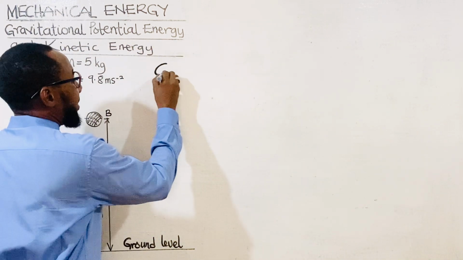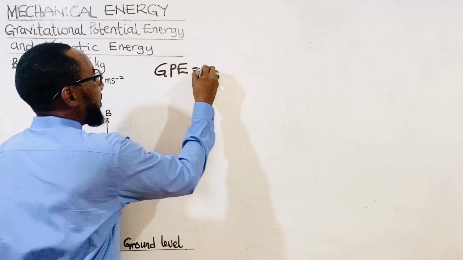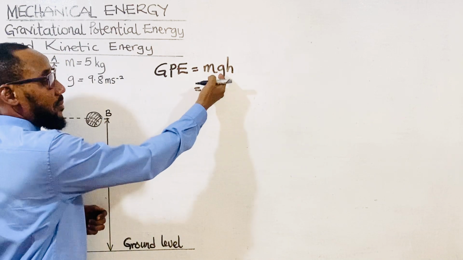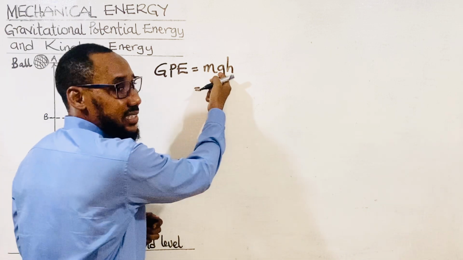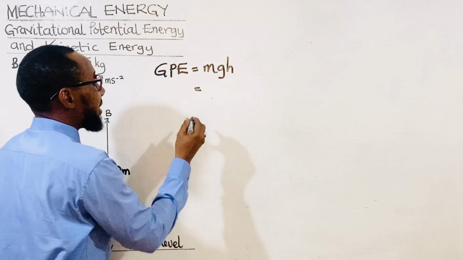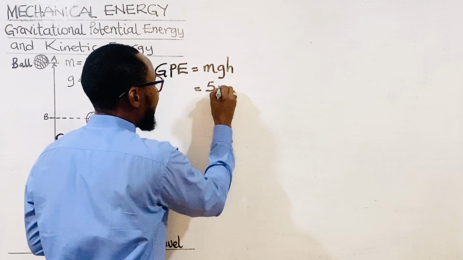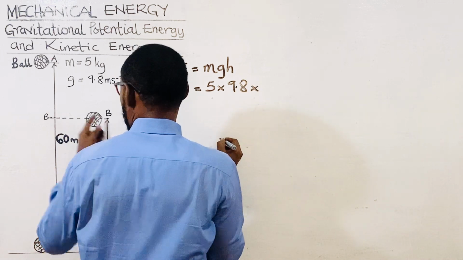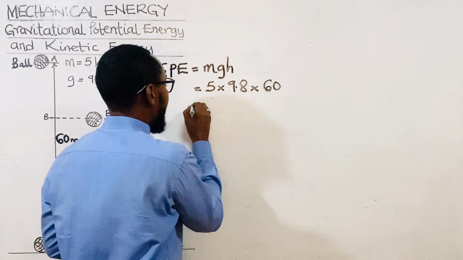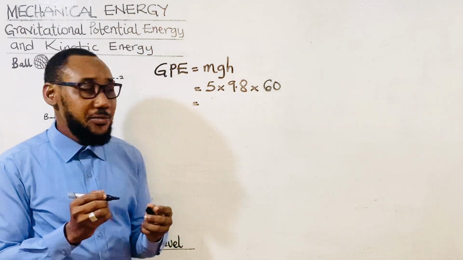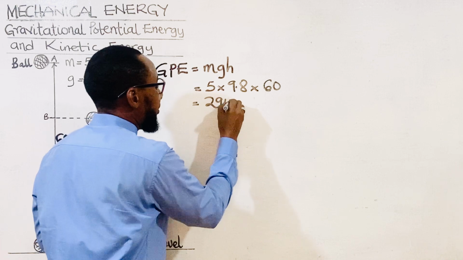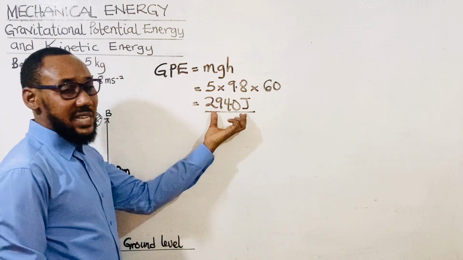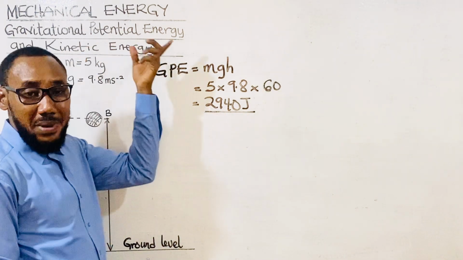So our gravitational potential energy at that point is the mass of our ball multiplied by gravitational acceleration multiplied by the height. The mass of the ball is 5 kilograms, gravitational acceleration 9.8 meters per second squared, and the height of the object is 60 meters. All right, I hope we have that. So we have 2,940 joules.